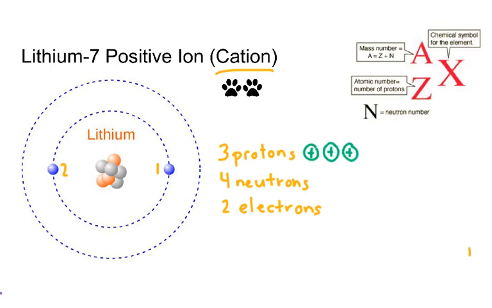So it will have 3 positive charges, but only 2 negative charges. The charges of 2 protons and 2 electrons will cancel out, and that leaves 1 positive charge. So the isotope symbol will have Li with a 1+ in the upper right-hand corner to show the positive charge, and a 3 and a 7 on the left to round it out.